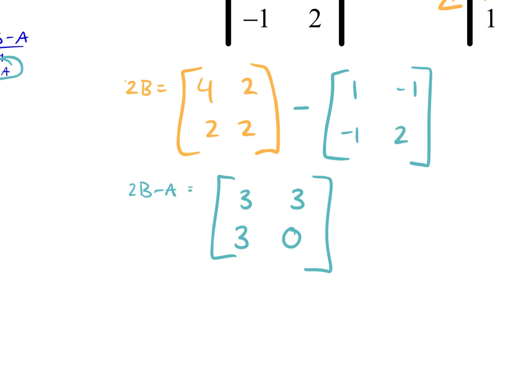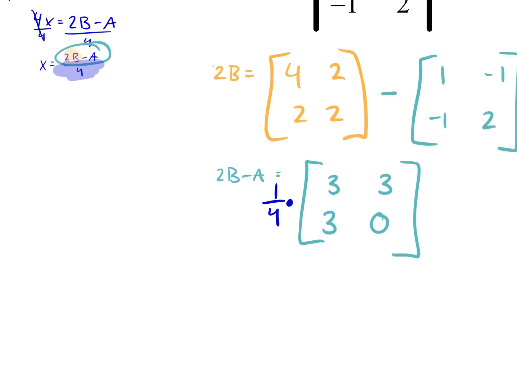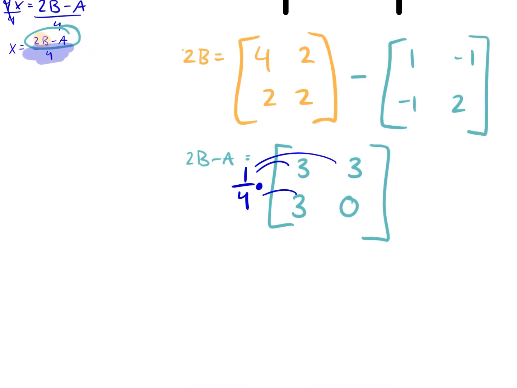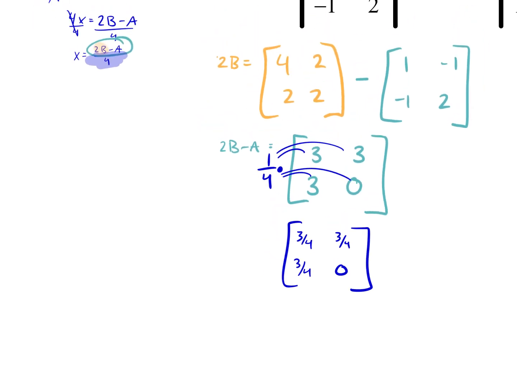What's the last thing that we have to do? Divide by 4. So instead of dividing by 4, what else could I do? Multiply by 1/4. When we multiply by 1/4, it gets distributed to everything. And make sure you simplify the fractions where you can. Here, nothing simplifies. So we have 3/4, 3/4, 3/4, and 0. So this would be our answer. This is x.